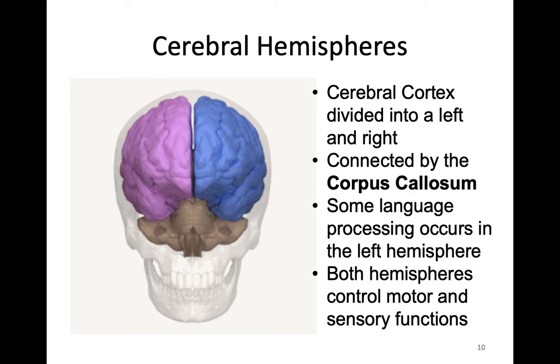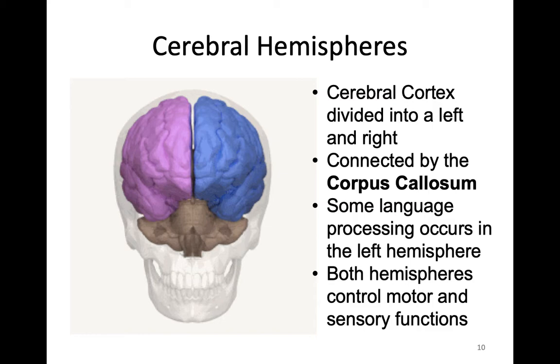Okay, so both of these hemispheres are related to basically all of our different bodily functions. So both our left hemisphere as well as our right hemisphere control our motor functions, in other words, our movement, and they also control sensory functions.